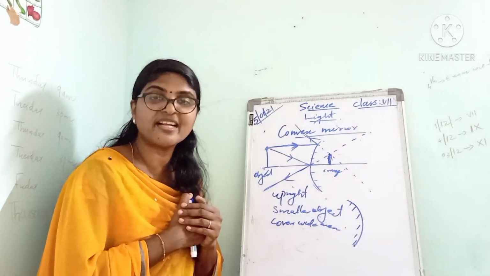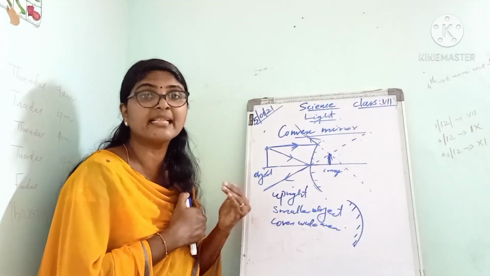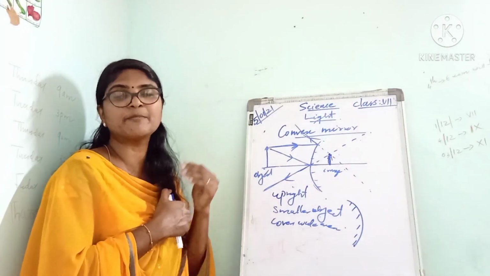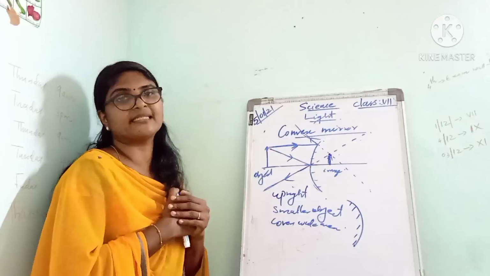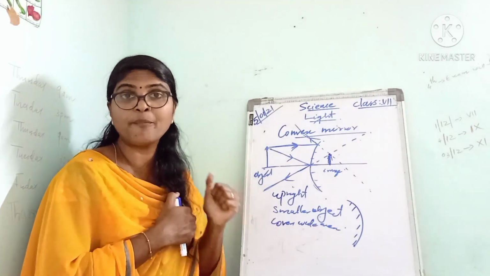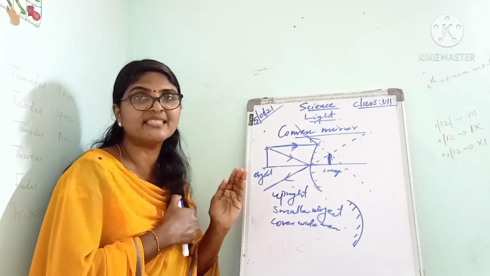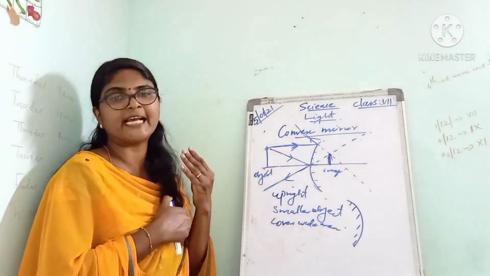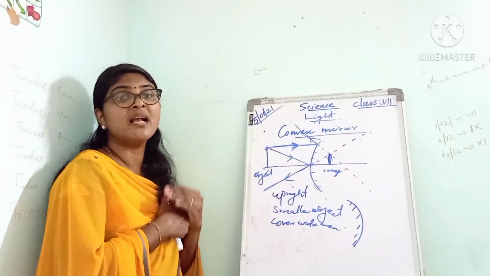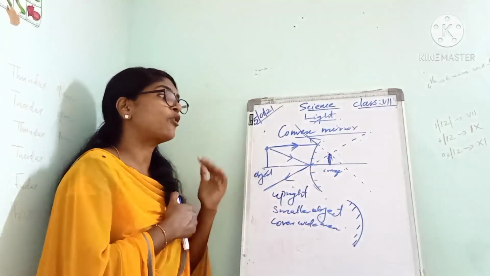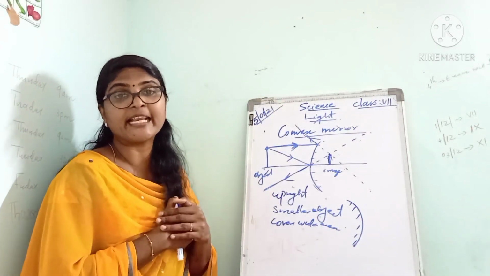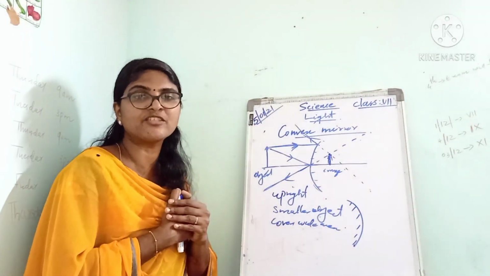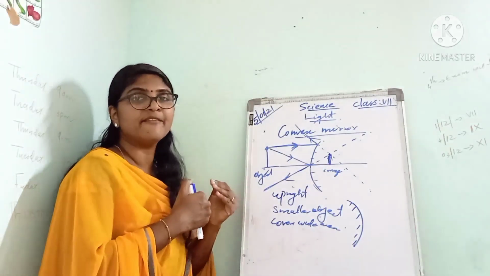Convex mirrors are spherical mirrors with their outer curved surface being the reflecting surface. A convex mirror always forms virtual images. A convex mirror does not form a real image. It always forms which type of image? Virtual images. Also the image formed by a convex mirror is upright, smaller than the object, and covers a wide area. Due to this reason, the convex mirror is used as a side mirror in motor vehicles. That is the use of the convex mirror. What is the use of the convex mirror? It is used as a side mirror in vehicles.